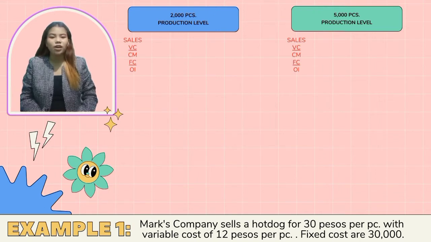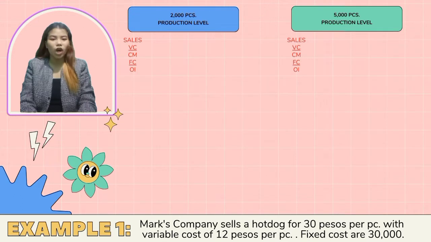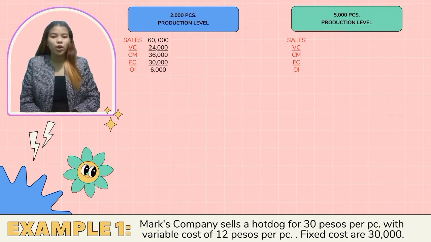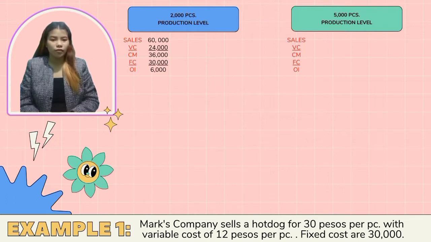So we have the sales and variable cost, and when we subtract variable cost from sales, we have the contribution margin. Then we subtract fixed cost, and we get the operating income. Operating leverage relates to operating income. So what are the sales if 2,000 pieces were sold? First, we multiply the selling price, 30 pesos per piece, by the production level of 2,000, which gives us 60,000 pesos.